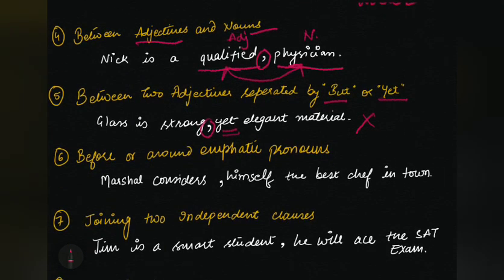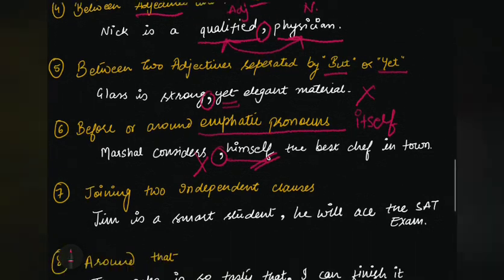Sixth, before or around emphatic pronouns. So what are emphatic pronouns? Words like itself, himself, herself, themselves. All these words are emphatic pronouns. So the example says: Marshall considers, comma, himself the best chef in town. So before the emphatic pronoun, this is wrong. You shouldn't use a comma before or after emphatic pronouns.